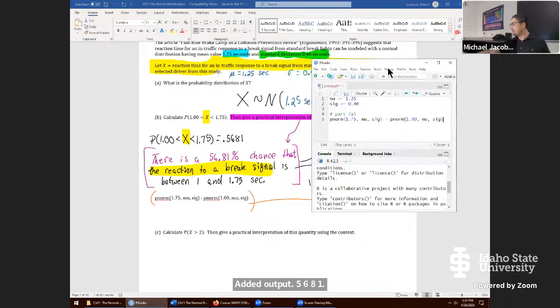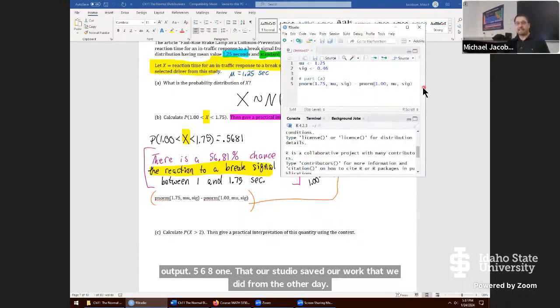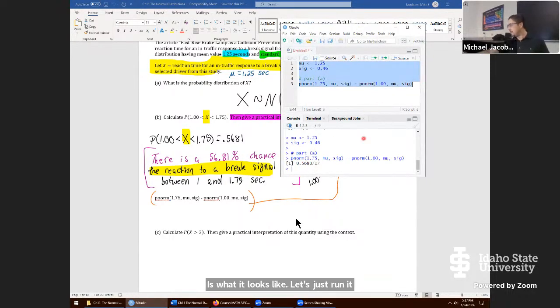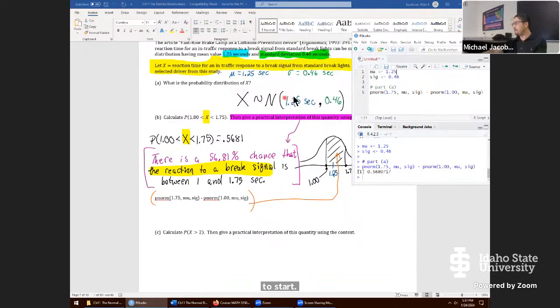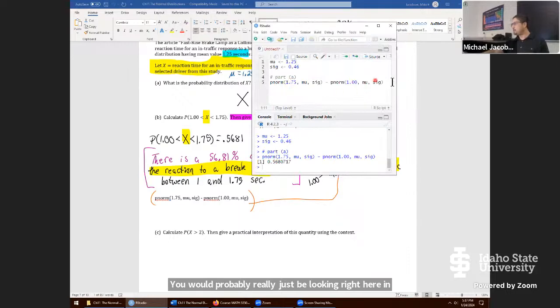In fact, RStudio saved our work from the other day. Here's what it looks like. Let's just run it again. We get 0.5681 after rounding to 4 decimal places. Typically when you're doing this in RStudio, it's a good idea to store your parameter values to start. You would probably just be looking right here in your description when you bring them in. Then I'm just going to format my work right here like this.